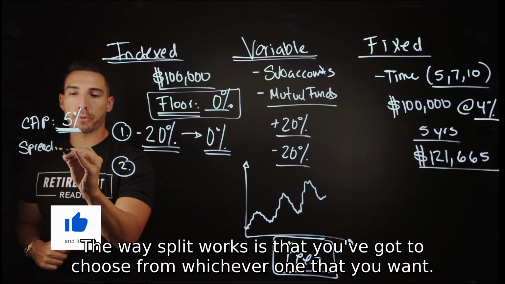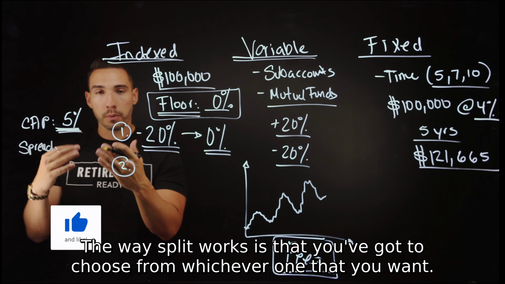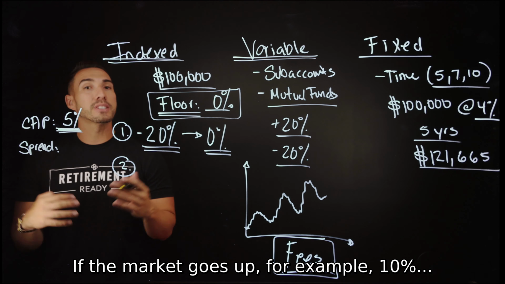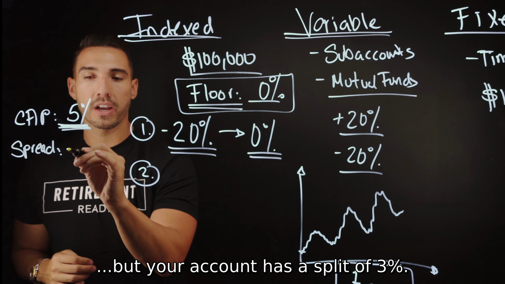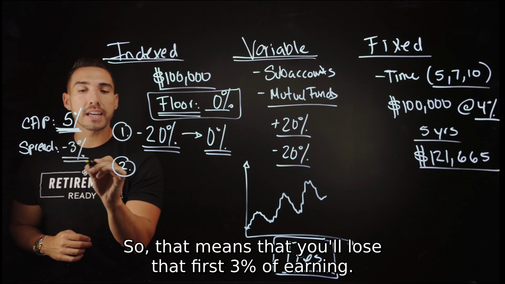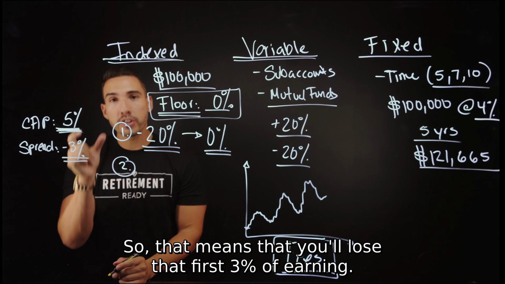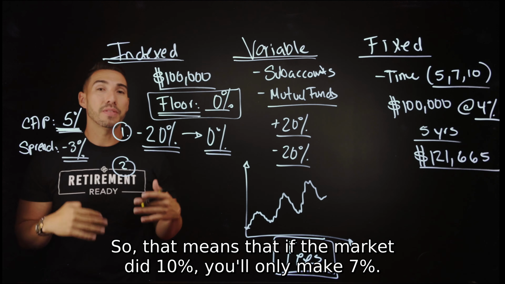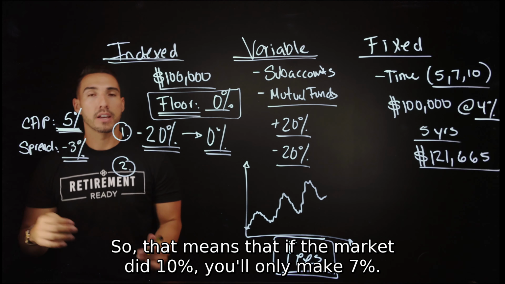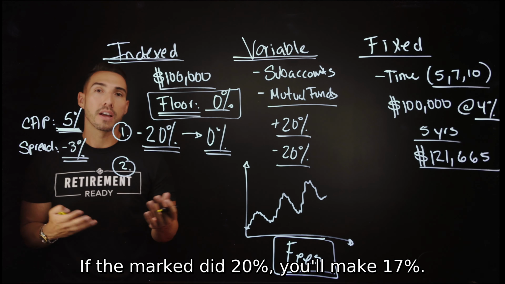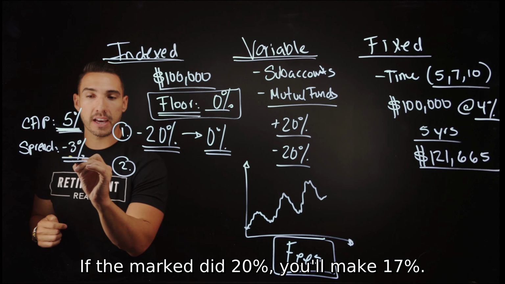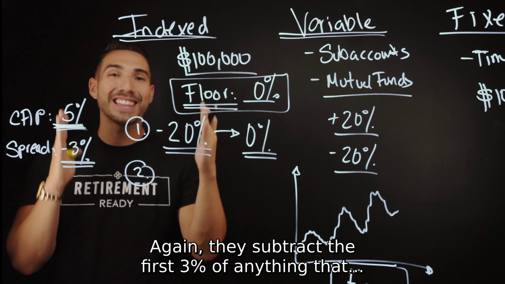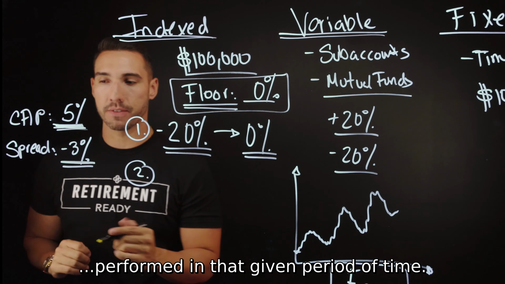On top of that, they might also have something called a spread. And you see, the way a spread works, and again, you get to choose from whichever one that you want, is if, let's say, the market goes up, for example, 10%, but your account has a spread of 3%. So that means that you will lose the first 3% of earnings. So that means that if the market did 10%, then you will only make 7%. If the market did, call it 20%, then you will make 17%. Again, they subtract the first 3% off of anything that index performed in that given period of time.